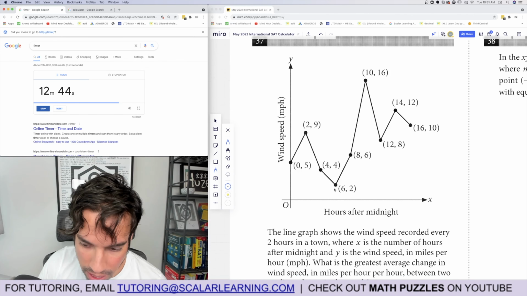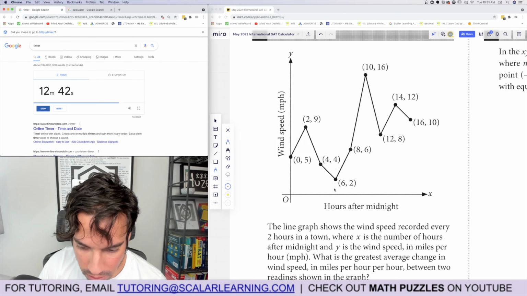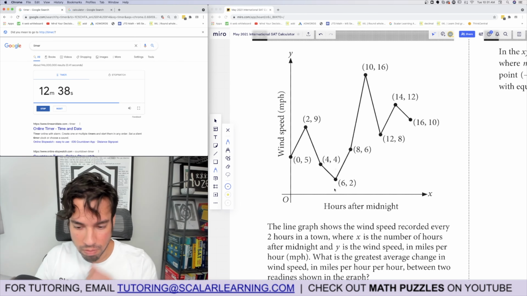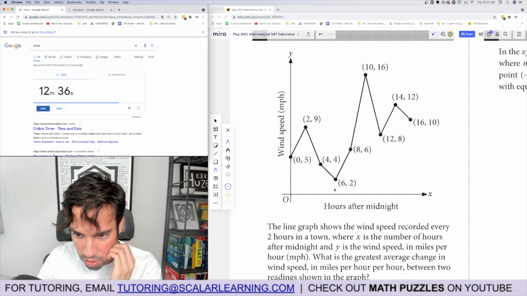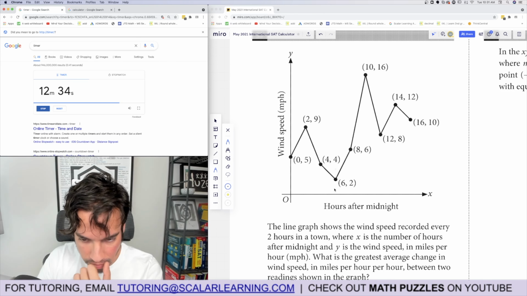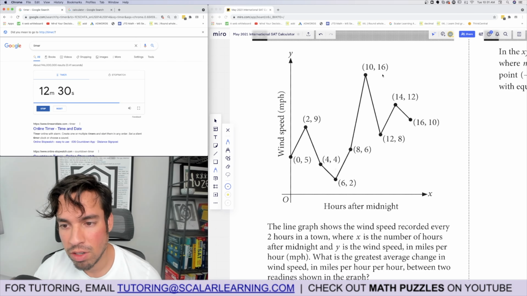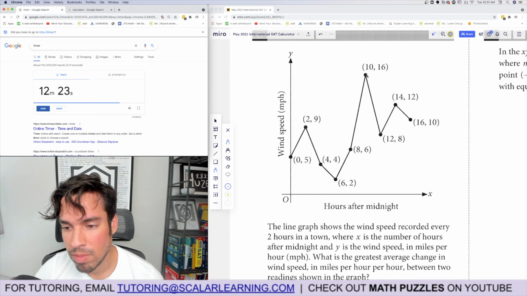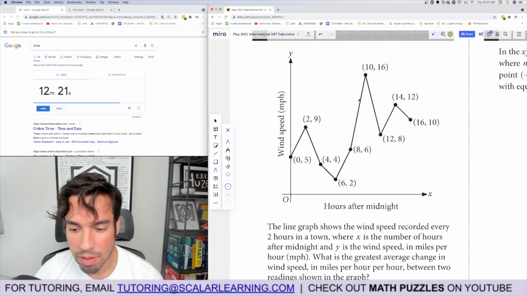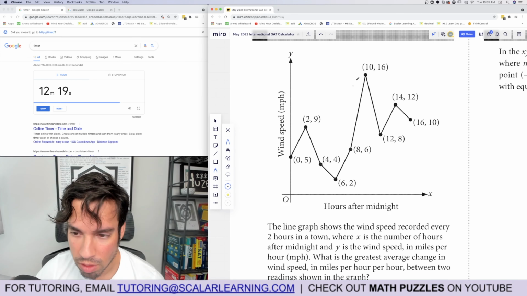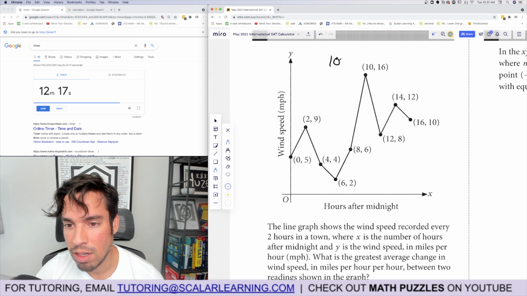What is the greatest average change in wind speed in miles per hour between two readings shown in the graph? What is the greatest average change? Well, the greatest average change would be from here to here. And basically what they're just saying is calculate the slope. So 16 minus 6 is 10 over 10 minus 8 is 2, so it'd be 5.